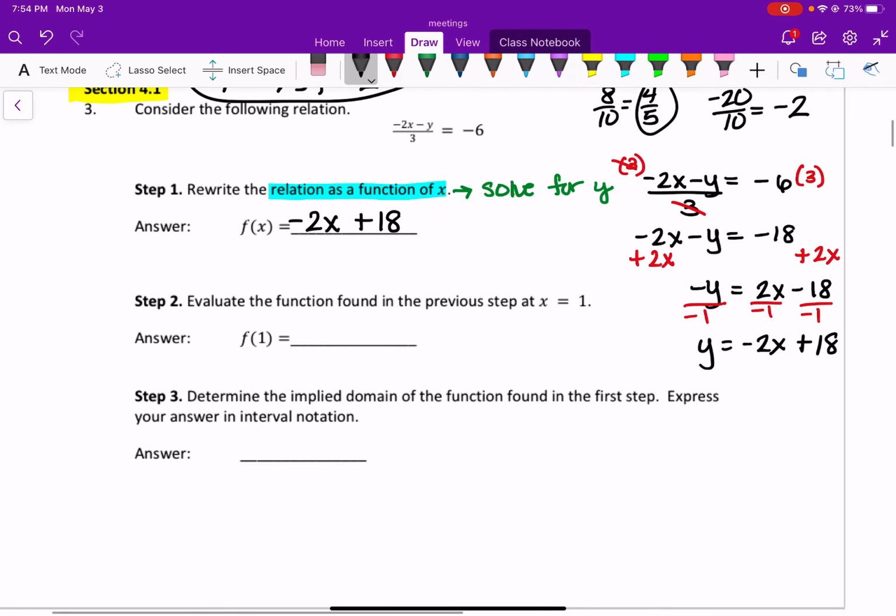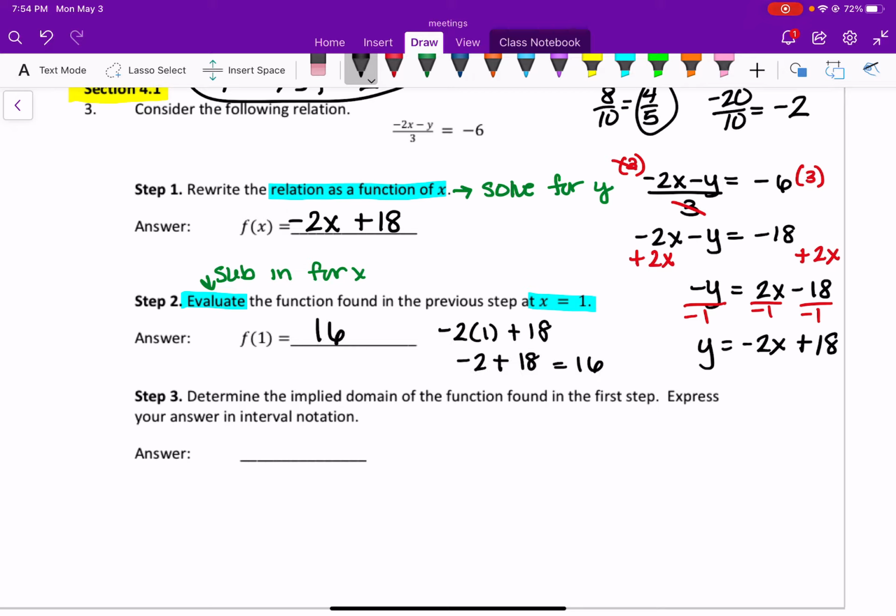Now what we're going to do for the second part is we are going to evaluate when x is equal to 1. Remember, evaluate just means to substitute in. So sub in for x. So if we go back to our original equation here, we're going to do negative 2 times 1 plus 18. So negative 2 plus 18 is going to give us 16. So that's our answer for step 2, 16.